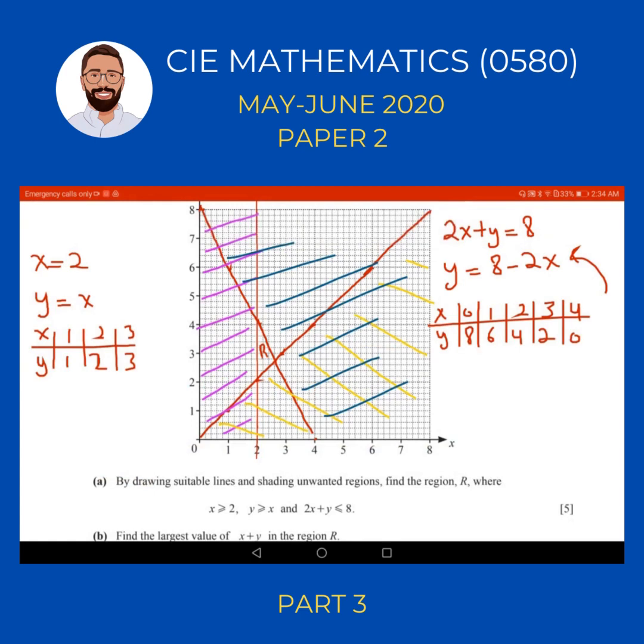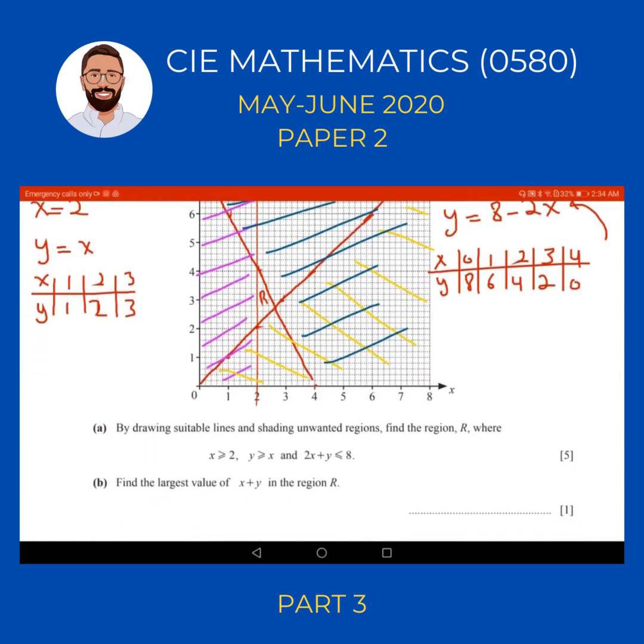Now in part B, it says find the largest value of x plus y in the region. Now to find the largest value, you need to pick a value of x and a value of y. When you add them up together, the answer is a maximum. So it's a maximum value. Now, so this is all about trial and error.